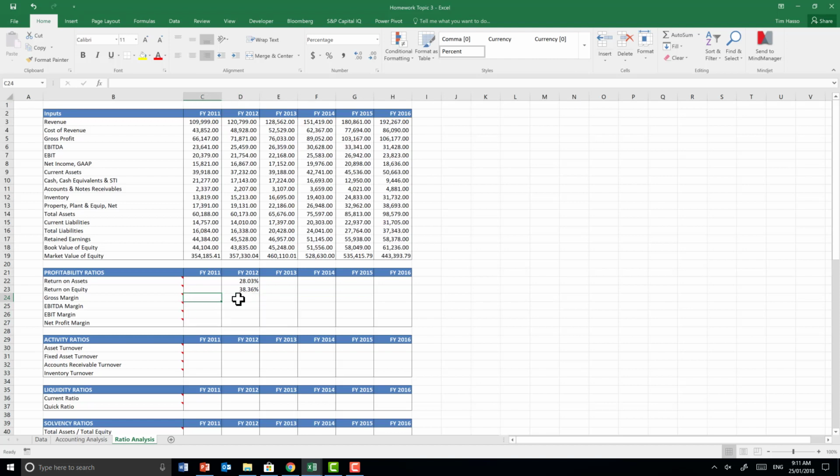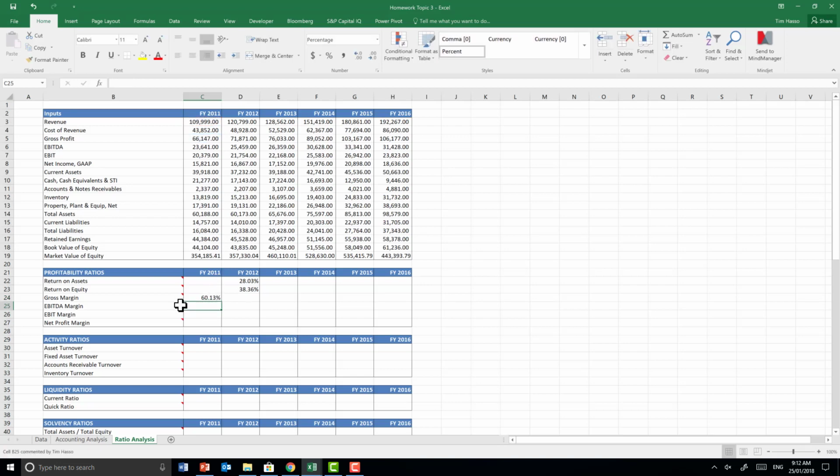So in this case, because we are actually using 2 income statement items and we don't have to average the last 2 years, we can actually calculate it for 2011. So again, all we're doing is we're taking the gross profit and dividing it by revenue in 2011. So again, gross profit, cell C5, and divided by revenue in cell C3.